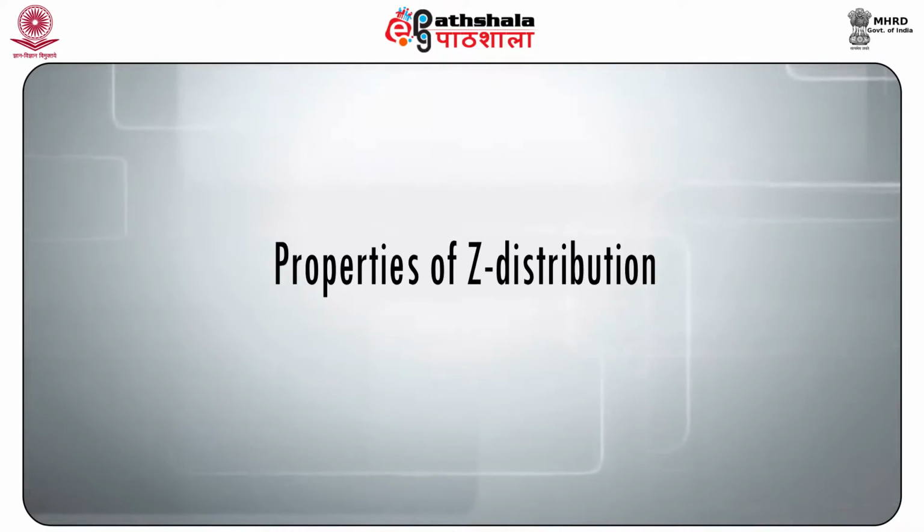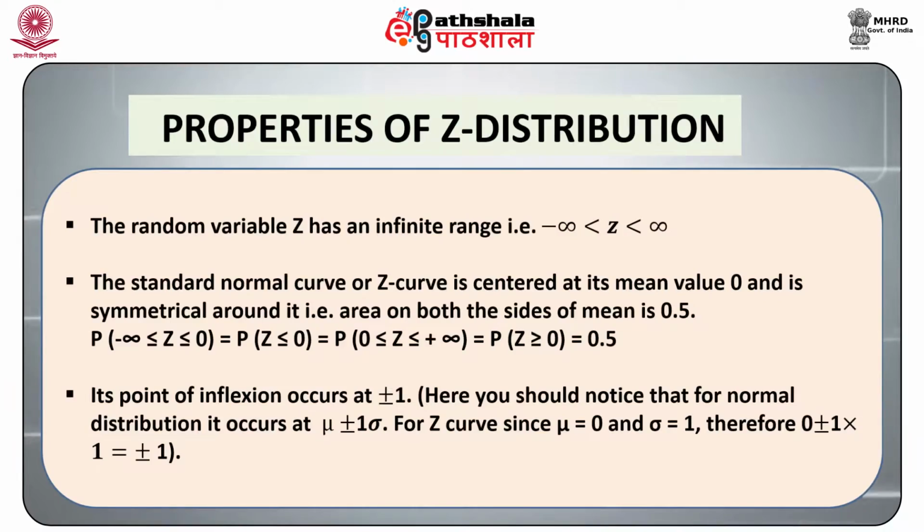Properties of z distribution. All the properties of normal distribution referred above are the same as that for the standard normal distribution or z distribution. However, we would rewrite a few of them to clearly bring out the difference between the normal distribution and the standard normal distribution. The random variable z has an infinite range, that is, it ranges from minus infinity to infinity. The standard normal curve or Z curve is centered at its mean value 0 and is symmetrical around it, that is, area on both sides of the mean is 0.5.